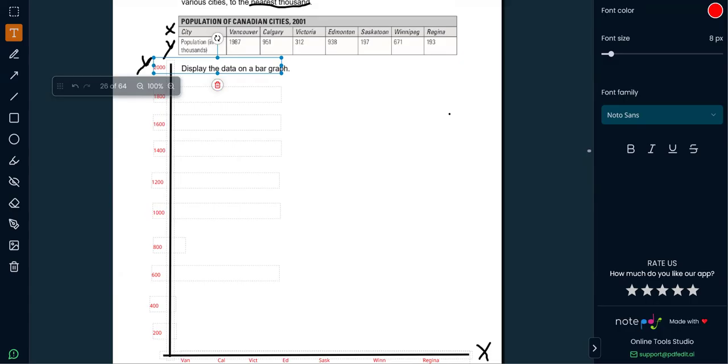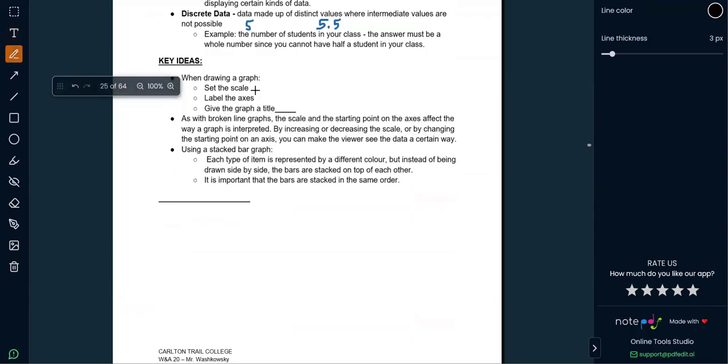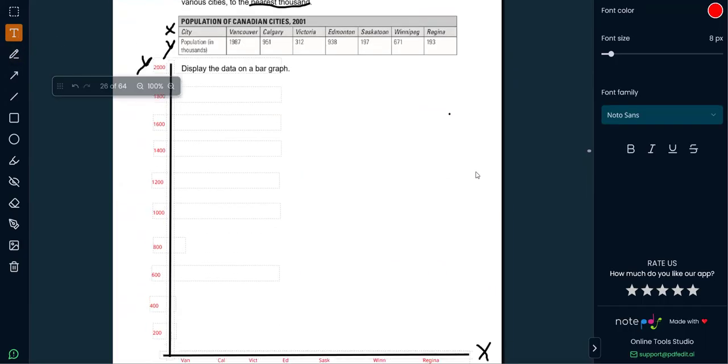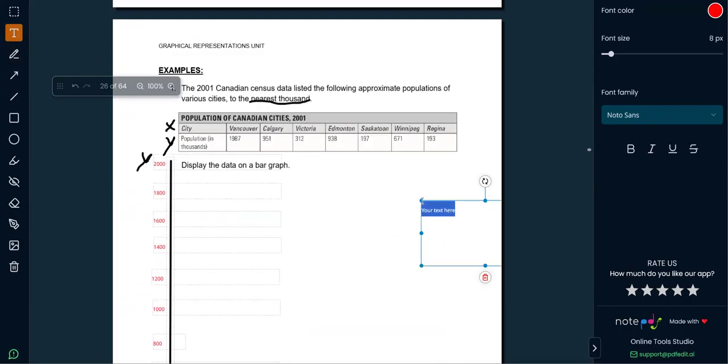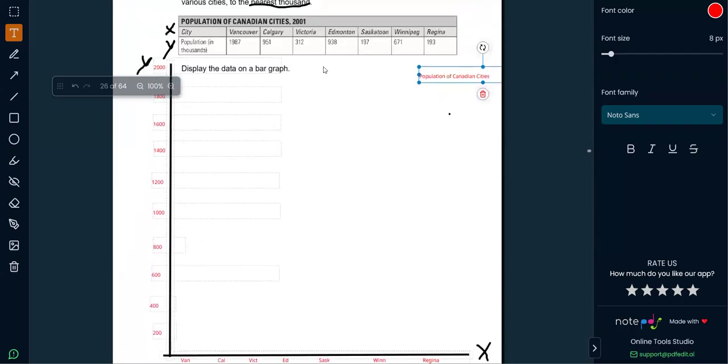So now I've done this. So again, I set the scale, label the axes, and I'm going to give the graph a title. This is a population of Canadian cities. Perfect. Okay. So let's start and draw this.